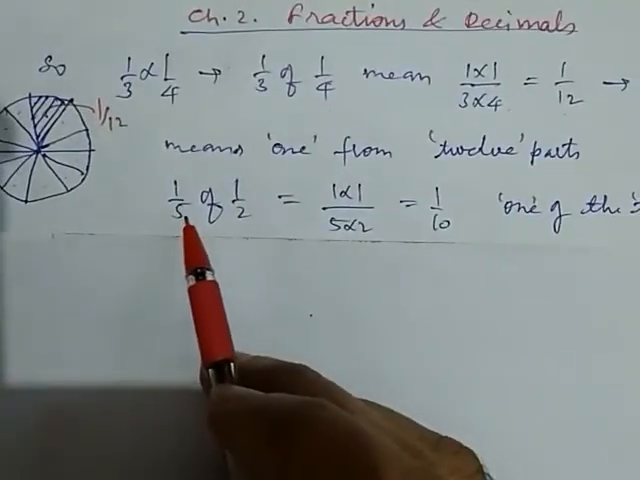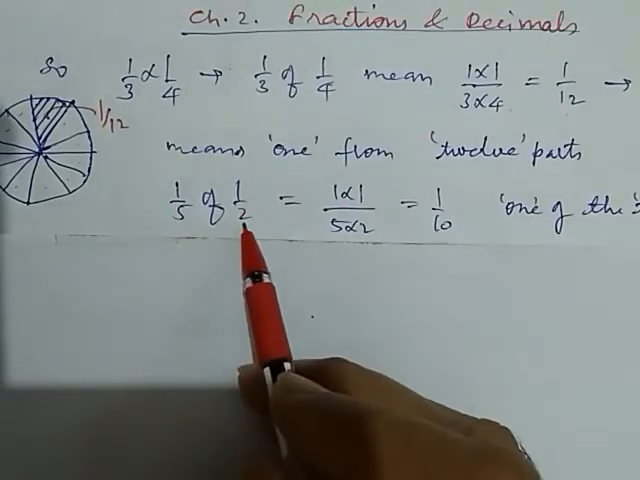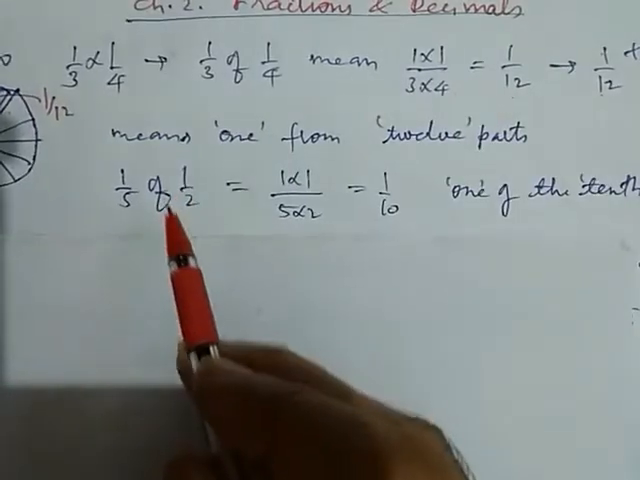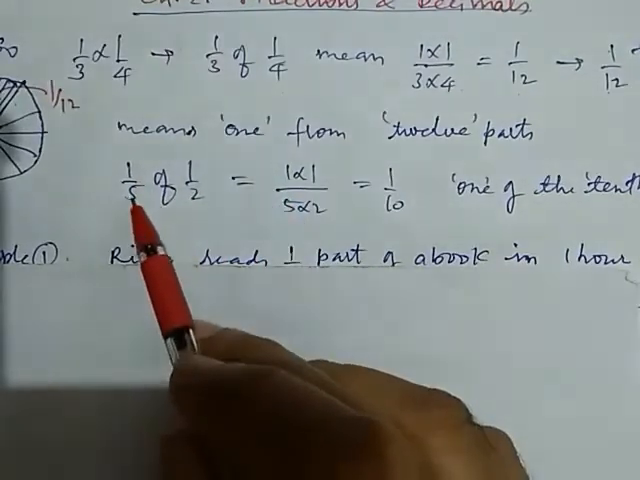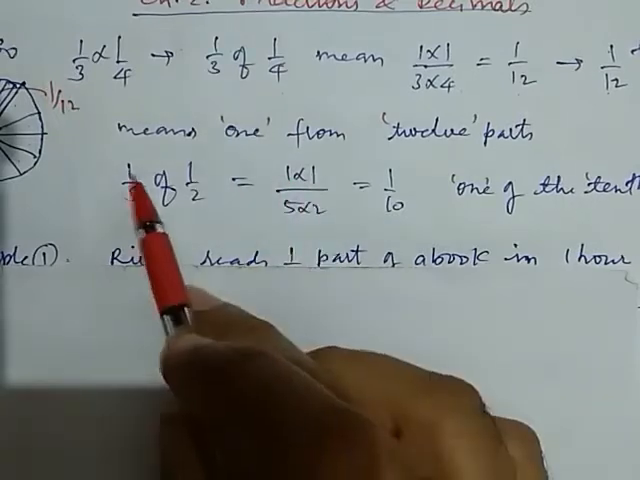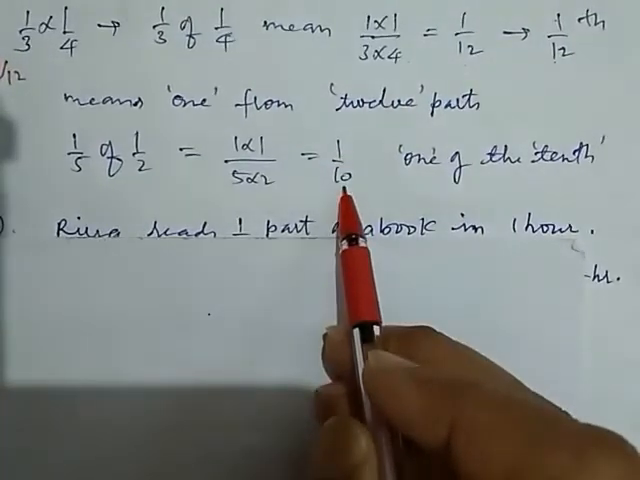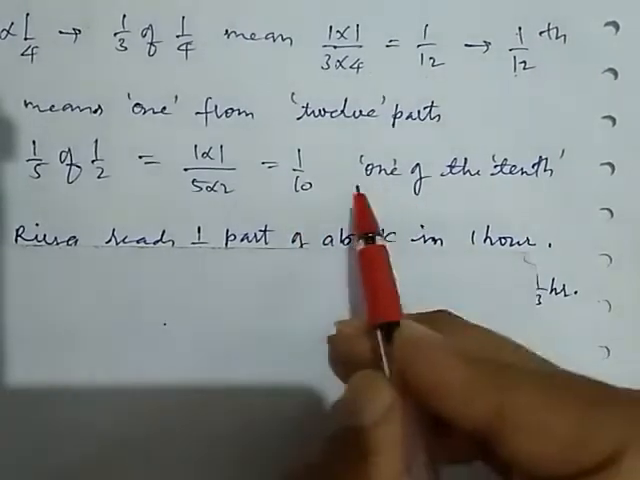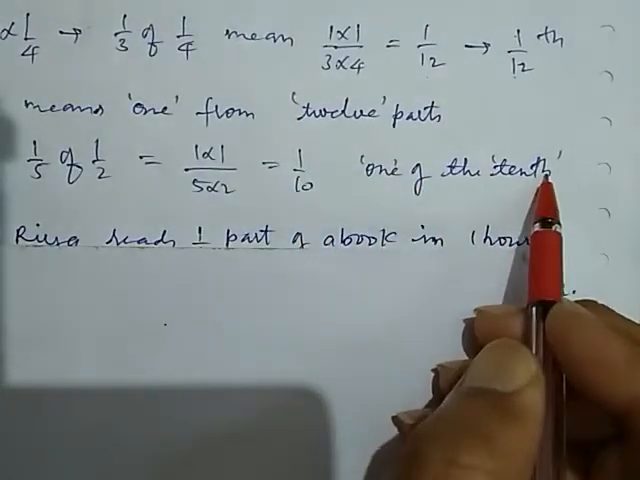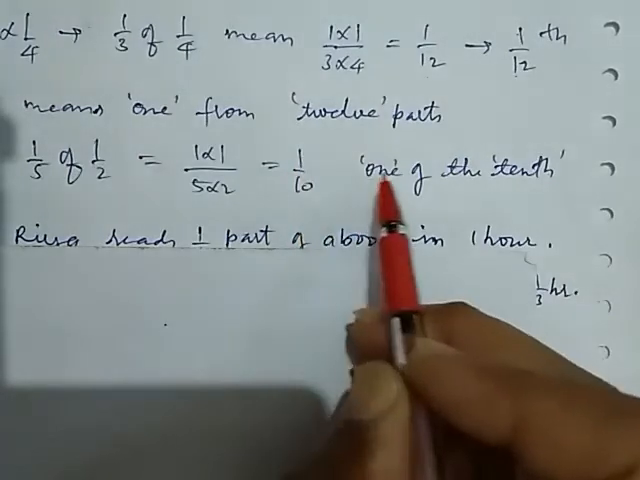Now we take another example. 1/5 of half. 1/5 of half means we multiply 1 by 5 into 1 by 2. So we multiply the numerators, 1 into 1, and the denominators, 5 into 2. So it becomes 1 by 10. What does it mean? 1 of the 10. The total parts are 10 and we consider only 1 part, which means 1 of the 10.